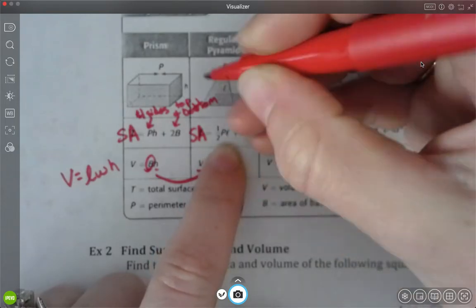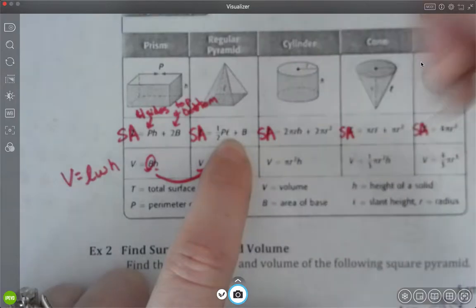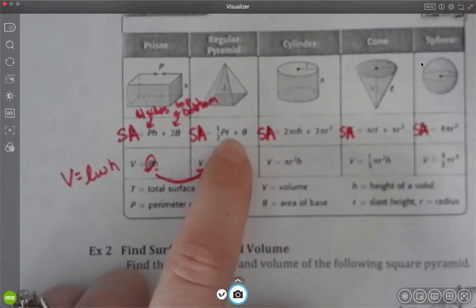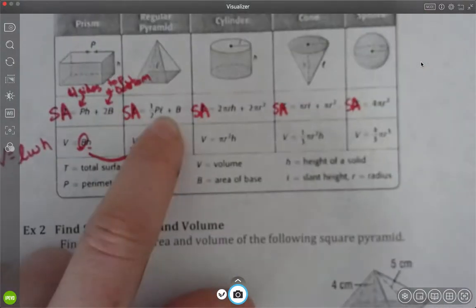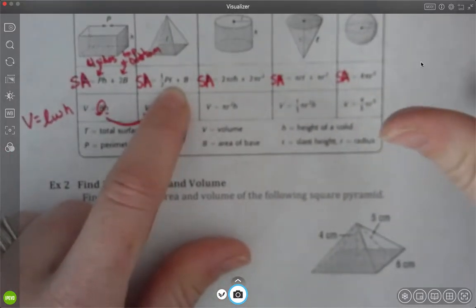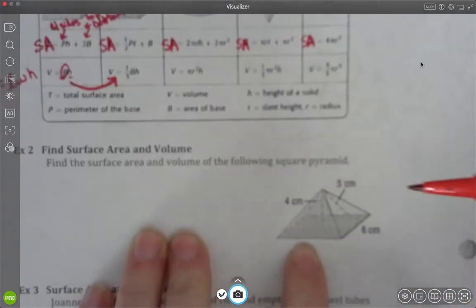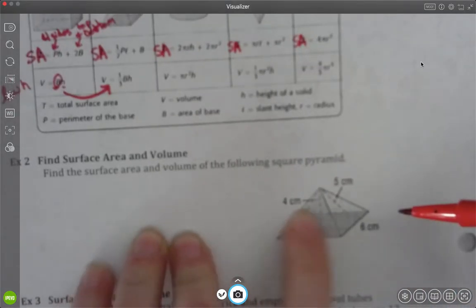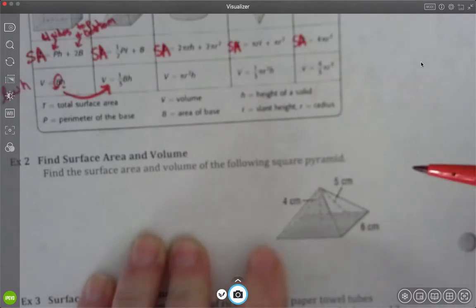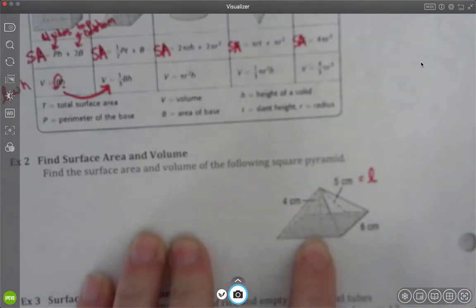So 1/2 capital P. What does P mean again? Perimeter of the base. What does the L mean? It's not length. Look at your key code: slant height. Okay, what the heck is slant height? Let's look down here at this pyramid. There is a difference between height and slant height. One of them is 4 and one of them is 5. Which one is the slanted height? 5 is the slanted height, so I'm going to label him with L. That's what they mean by slanted height.